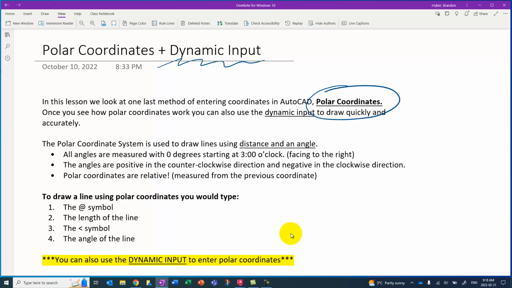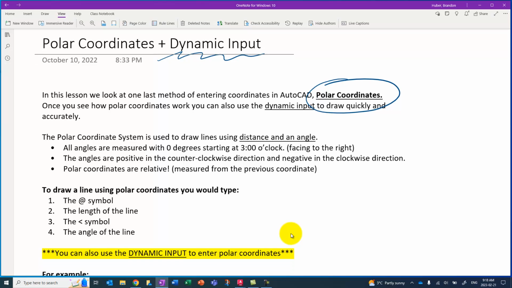Well, instead of using an x and y like we did for absolute and relative coordinates, this time around when using polar coordinates we are going to be entering the distance of a line and its angle. What you need to understand about AutoCAD angles is that a 0-degree angle is one that faces directly to the right, or if you were standing on a clock face would be at 3 o'clock, and then all the angles are measured from there. As you move in a counterclockwise direction, that angle would increase. I'll show you on the graphic below. An angle that moves in the clockwise direction would be a negative.